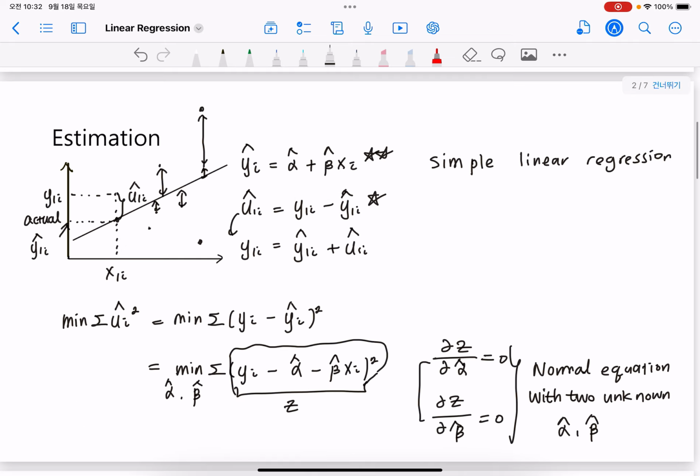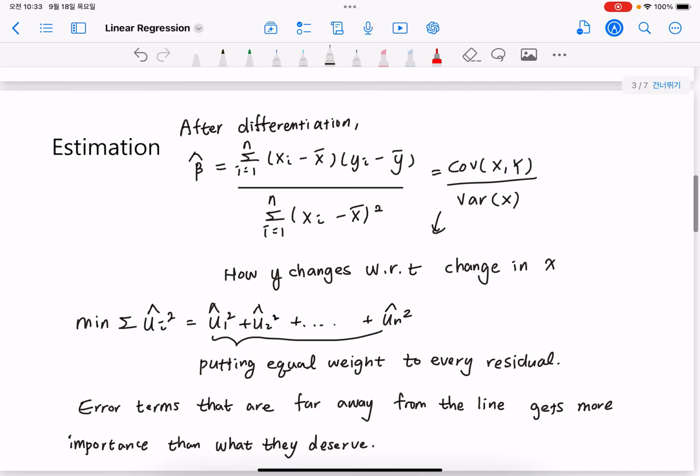OLS is the ordinary least squares. And this is basically showing you how to minimize the squared sum of residuals. That's why it's called OLS.